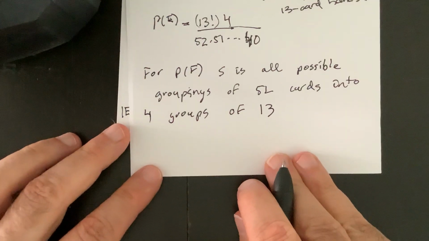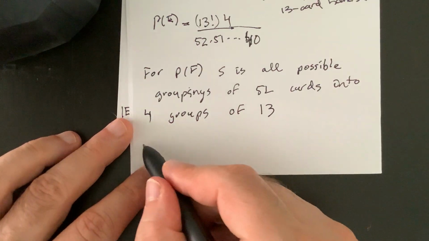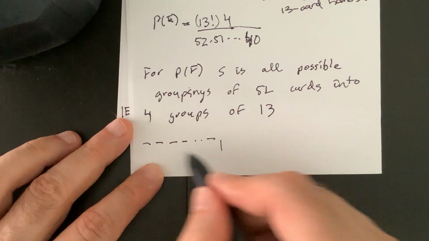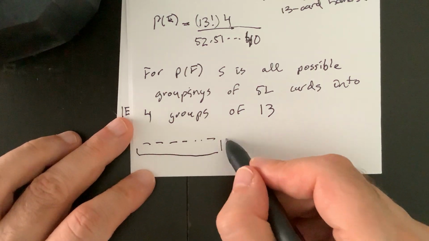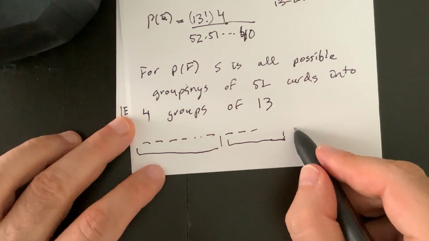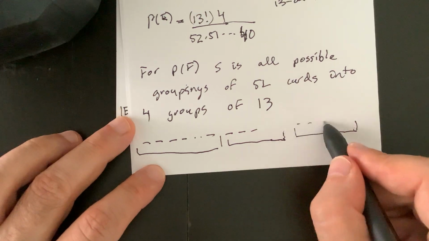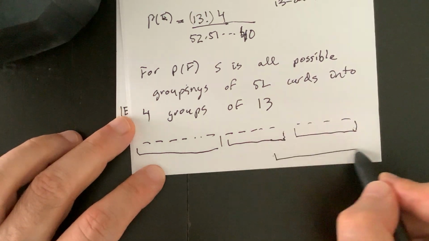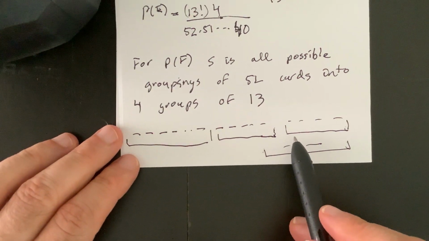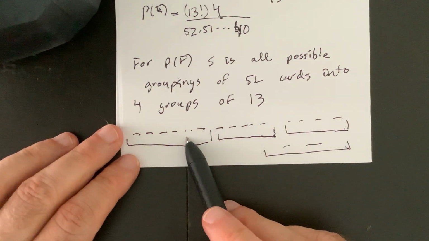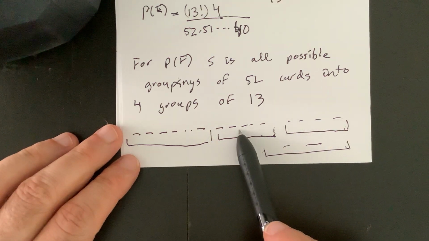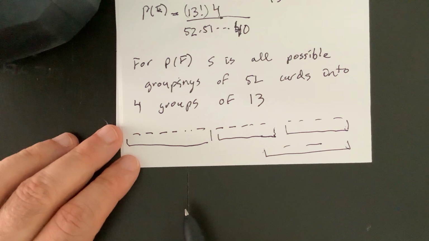Right? Because I need to consider all the outcomes. I think I need to do it this way, where I have, so that's the first player, and then this is the second player. I'm going to run out of room. This is the third player, and this is the fourth player. And I need to consider all the ways that the 52 cards can be here, here, here, and here, because I got to check if there's one ace here, one ace here, one ace here, one ace here.